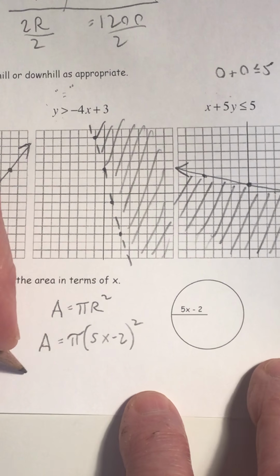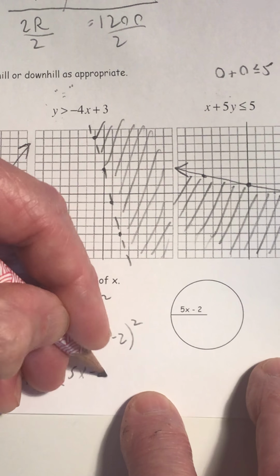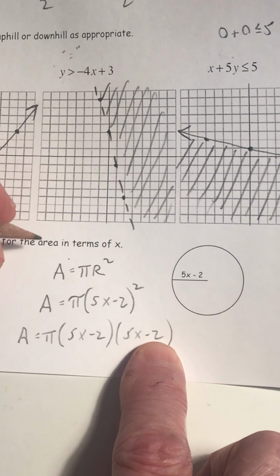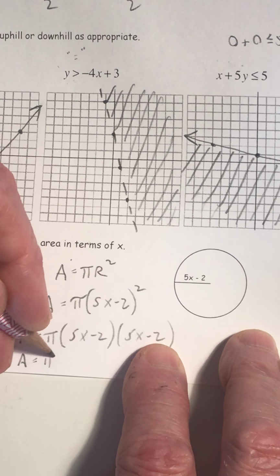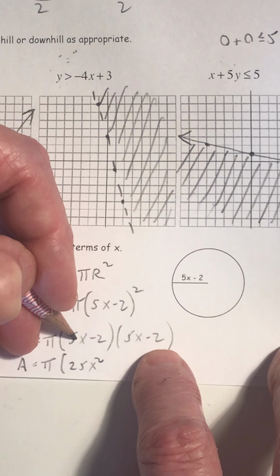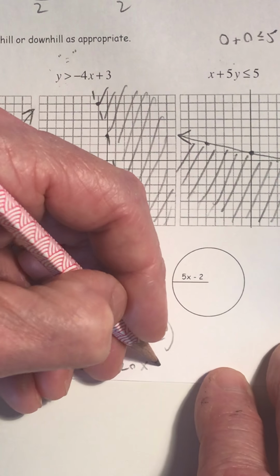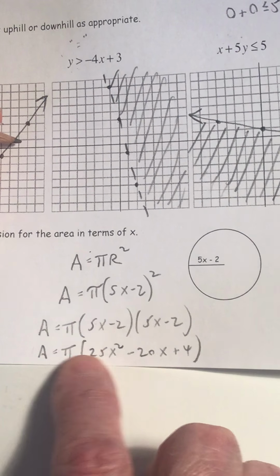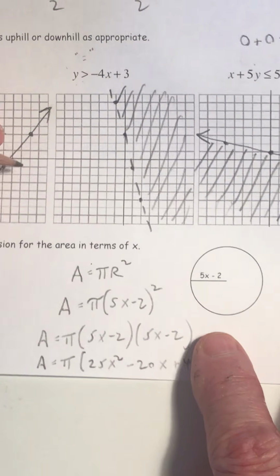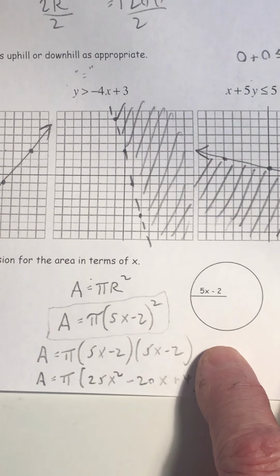Now if you really want to go to town here, you could say, well, this is pi times 5x minus 2 times 5x minus 2. And if you multiply that whole mess out, you're going to get 25x squared minus 10x minus 10x minus 20x in the middle, plus 4 at the end. And then if you really, really want to, you could use your distributive property and multiply all three terms by pi. But actually back here, this is probably quite far enough.